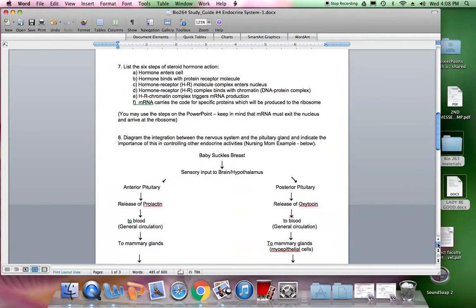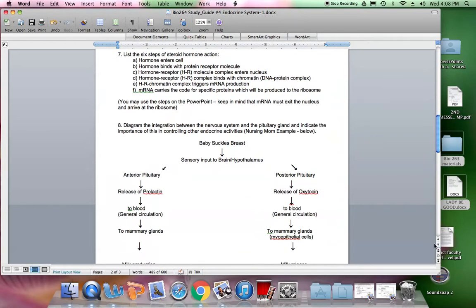Number 8. I really like this diagram. It pulls so many things together with the 2 control systems of the body, the nervous system and the endocrine system. Diagram the integration between the nervous system and the pituitary gland to indicate the importance of this in controlling other activities. This is the nursing mom example.